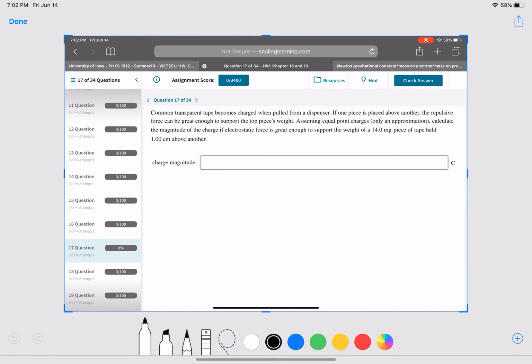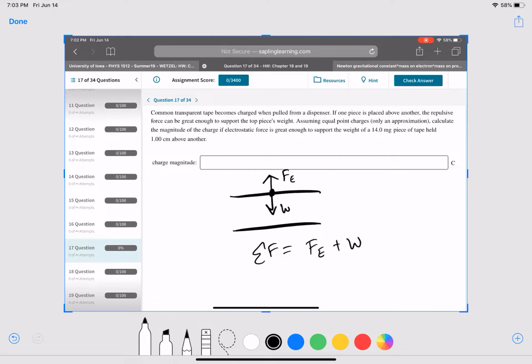So what we have here is one piece of tape, another piece of tape. If we look at the force diagram on one of these pieces, it should have the weight down and the electric force balanced out. So the sum of the forces should be Fe plus the weight, which should be ma, the acceleration, and it should be 0 since we're in balance. So the electric force should be equal and opposite to the weight, mg.